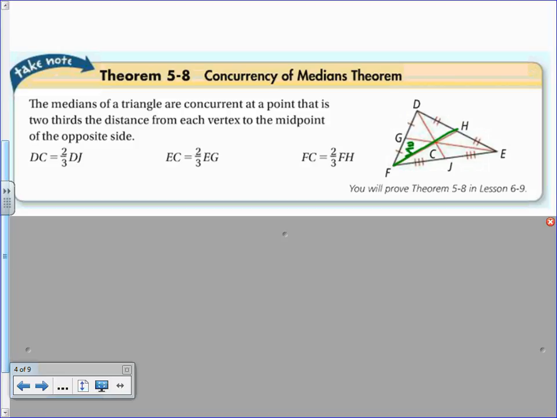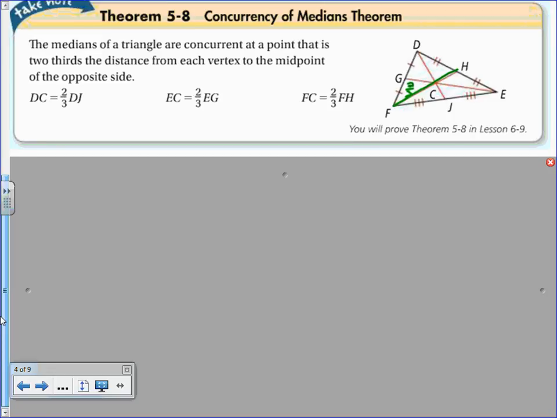I know that's hard to see. But the longer part of it is 2/3. It's just broken up into chunks. If you think about it, one part is twice the other part. So then 2/3 of it, or 1/3 of it would be the smaller one. 2/3 of that whole median would be the larger part. And that's listed right here. DC would be 2/3 of DJ. EC would be 2/3 of EG. And FC would be 2/3 of FH.